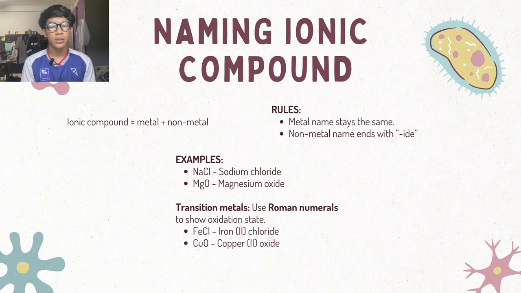For transition metal, we use Roman numerals to show the oxidation state. For example, FeCl2 is named iron(II) chloride, and CuO is named copper(II) oxide.